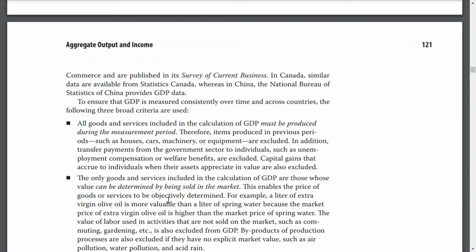To ensure GDP is measured consistently over time and across countries, the following three broad criteria are used. All goods and services included must be produced during the measurement period. Therefore, items produced in previous periods, such as houses, cars, machinery, or equipment, are excluded. In addition, transfer payments from government sectors to individuals, such as unemployment compensation or welfare benefits, are excluded.